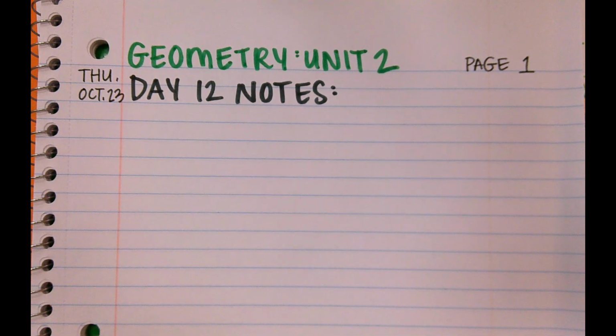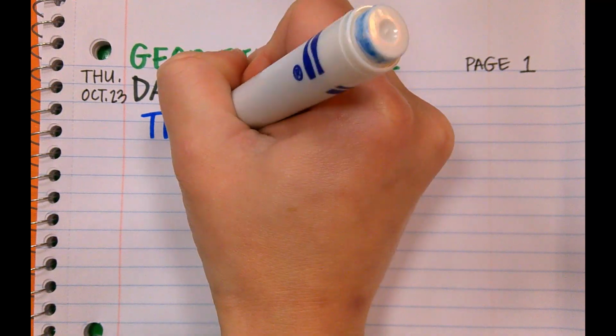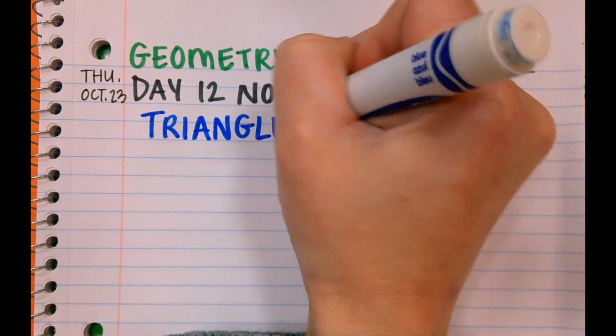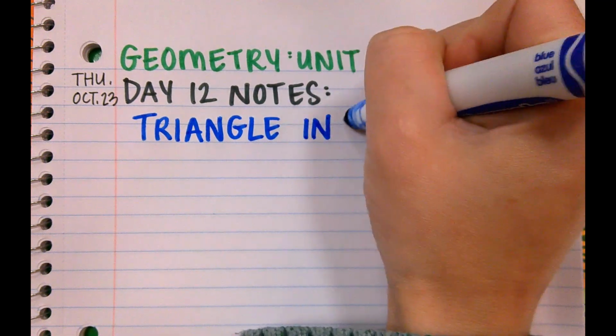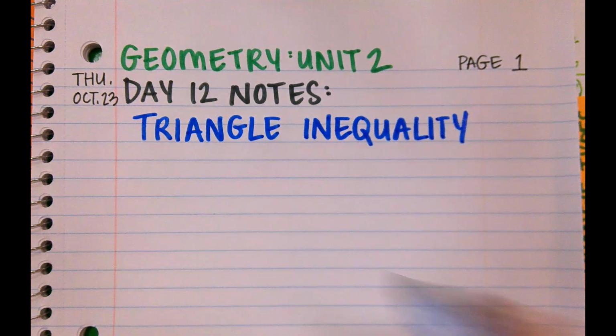Right. So we have one last thing to learn about. I said that yesterday and I forgot about this. So I apologize for misleading you. This is the last thing in Unit 2, finally. We're at the very end. For real this time. So our little subtitle below this will be Triangle Inequality Theorem.